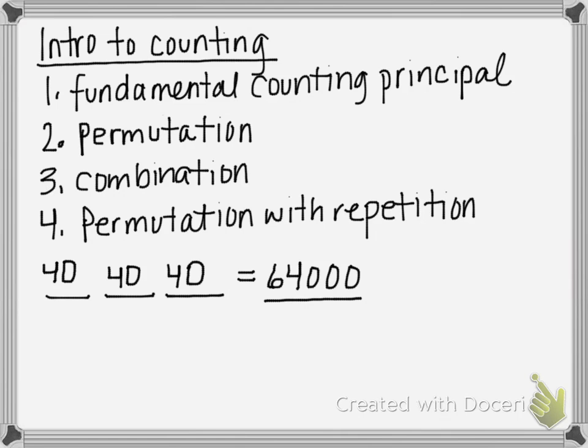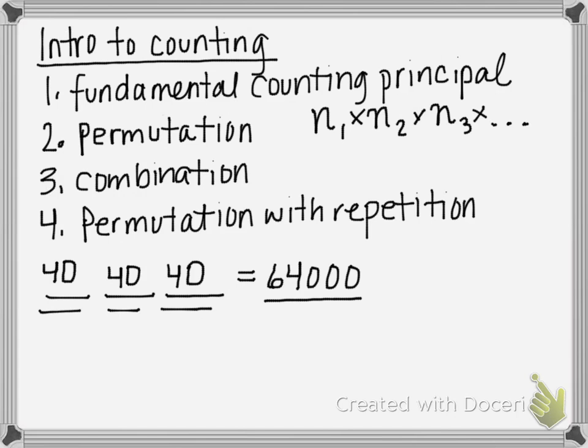But what you've done here is you've used the fundamental counting principle, and that is how many ways are there to do something, times how many ways are there to do something, times how many ways are there to do something, etc. In the case that we just looked at, it was how many ways are there to get the first number, the second number, and the third number.